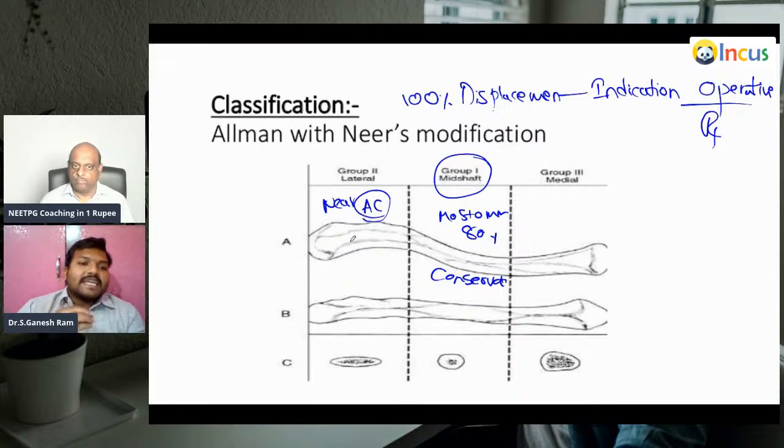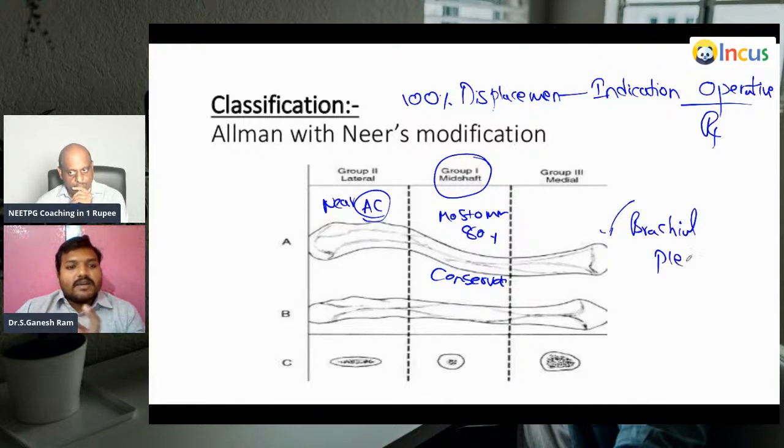Then group 3 would be a very rare form of clavicle injuries, that is the medial one third near the sternum. Even if it is fractured, unless there is a complication, the subclavian vessels and brachial plexus pass just behind the medial aspect of the clavicle. So that is a very grave complication with medial third clavicle fractures. In that case, we have to promptly evaluate the neurovascular status. If there are any issues, we have to open and operate. If there is no problem, we can manage with conservative management also.